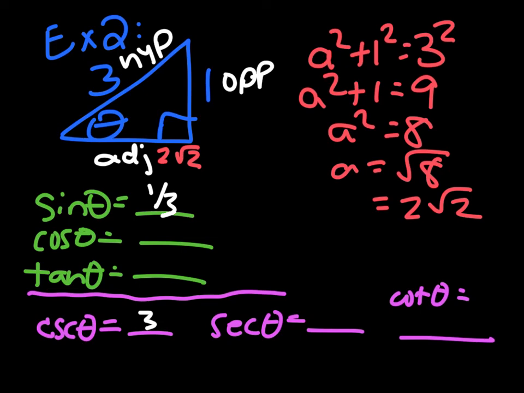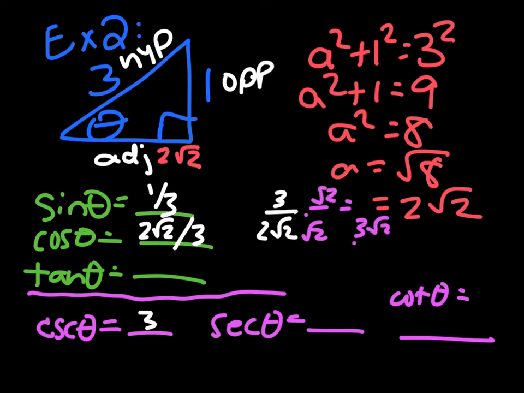My cosine is going to be my adjacent over my hypotenuse. Now when I flip 3 over 2 root 2, you're going to have to get rid of the square root of 2 in your denominator. So you have to multiply by square root of 2, which gives you 3 root 2 over square root of 2 times square root of 2 is 2, 2 times 2 is 4. So this is going to give me 3 root 2 over 4.